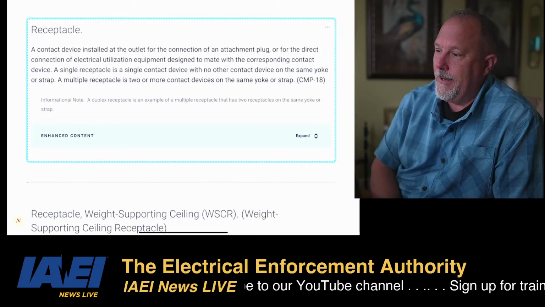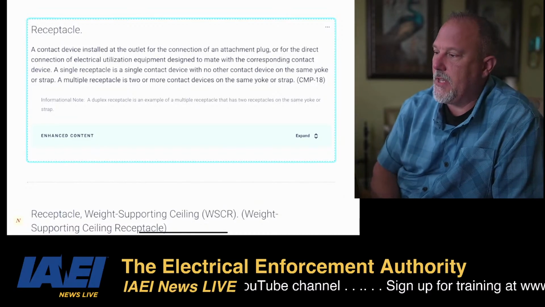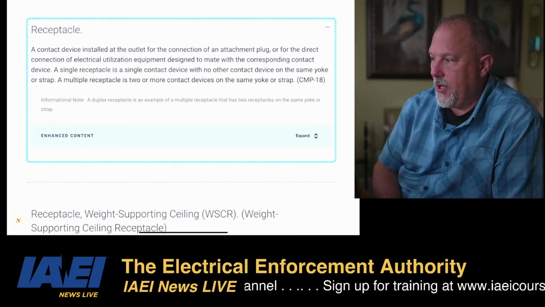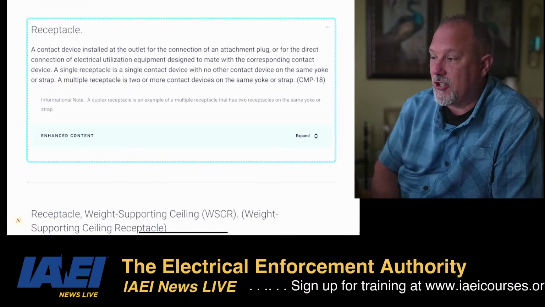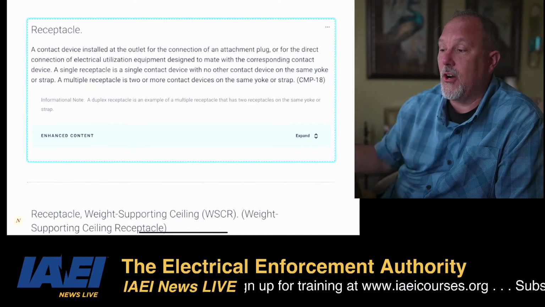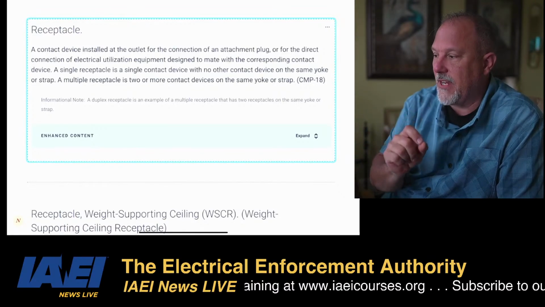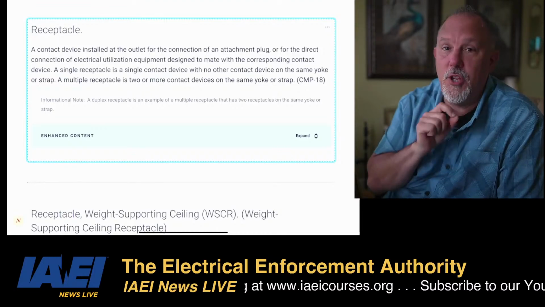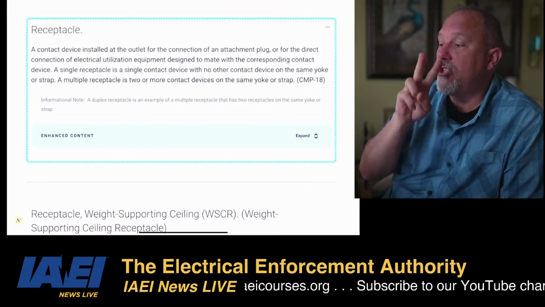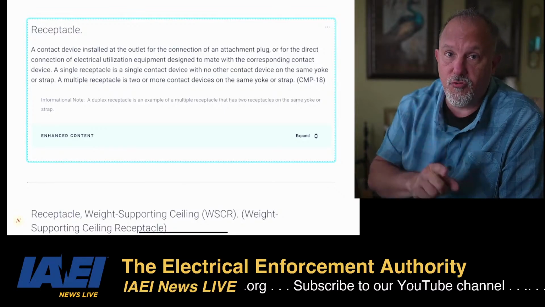So, receptacle: a contact device installed at the outlet for the connection of an attachment plug or for the direct connection of electrical utilization equipment designed to mate with the corresponding contact device. A single receptacle is a single contact device with no other contact device on the same yoke or strap. And a multiple receptacle is two or more contact devices on the same yoke or strap.